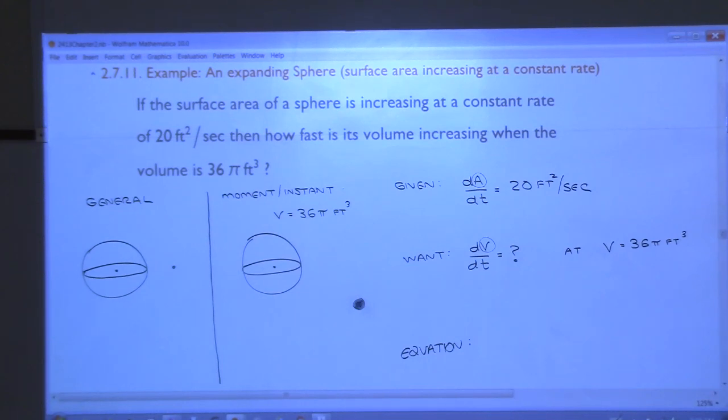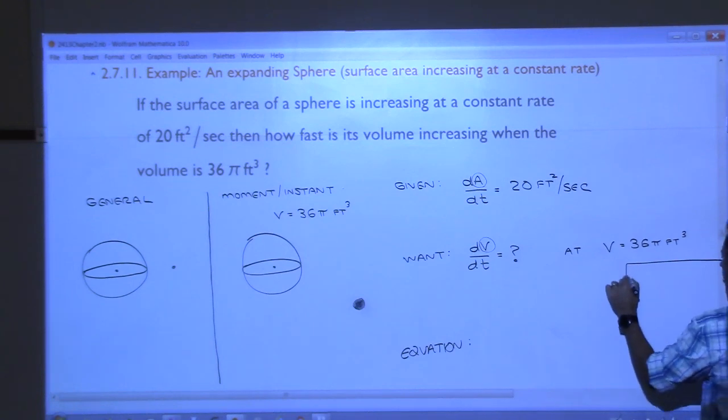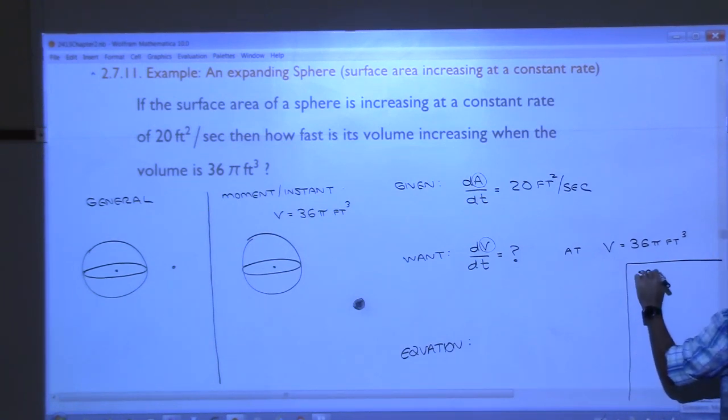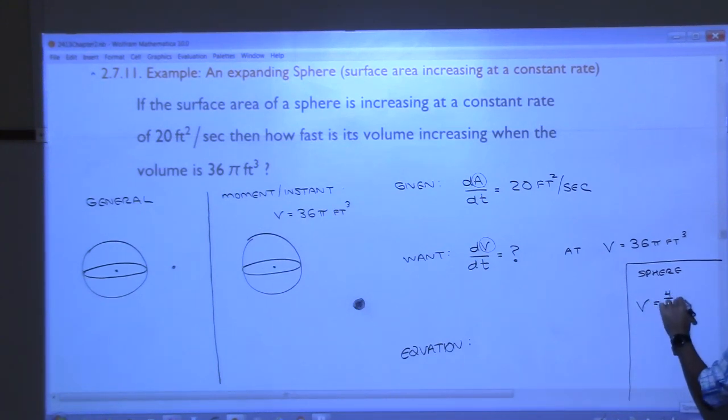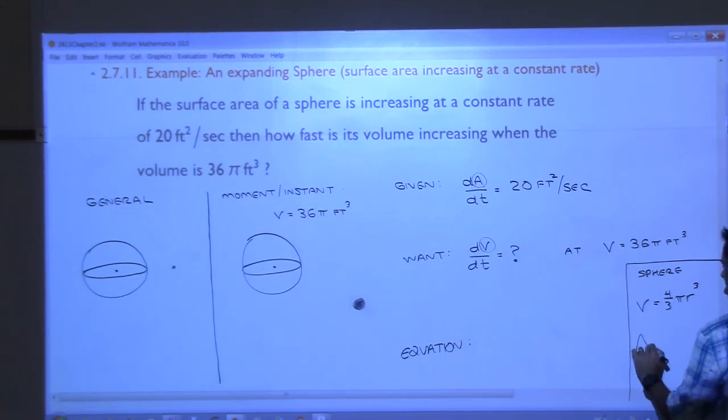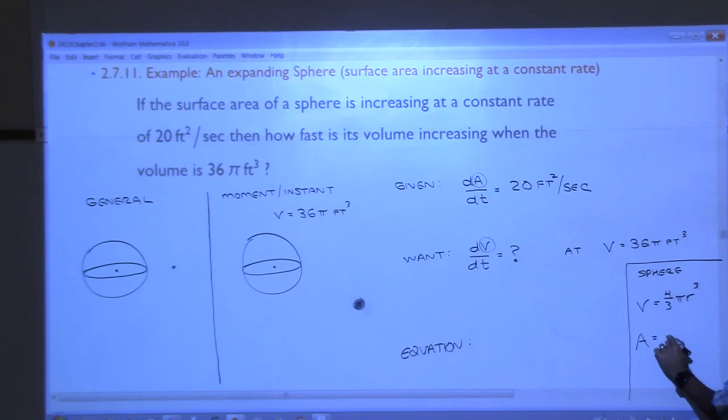And that's going to be somewhat problematic, because we have a few formulas on our formula sheets. Let's look at those formulas. This will be kind of a side note here. What formulas do we have in terms of spheres? We have a volume formula, which is 4/3 pi r cubed. And then we have an area formula, and what is that? It's on your sheet, 4 pi r squared.